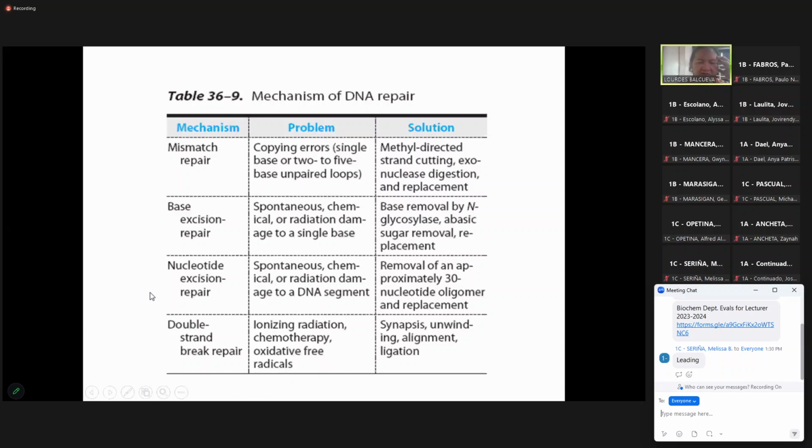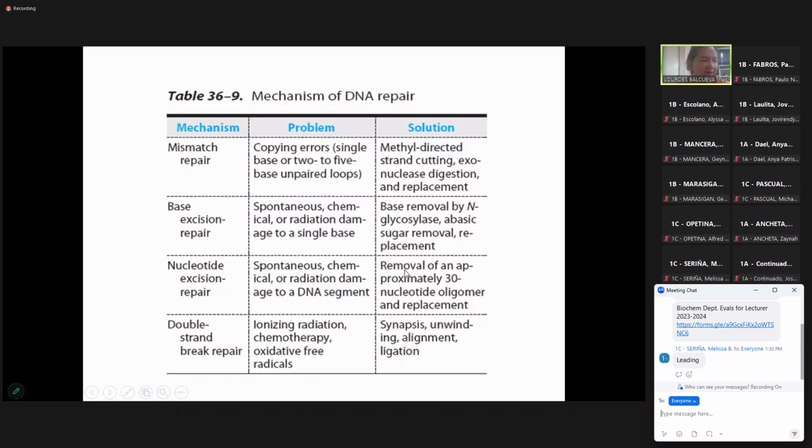And this is nucleotide excision repair. The whole nucleotide is damaged. This is by spontaneous chemical radiation damage to a DNA segment, no? If you want to ask, please ask na. Mute.